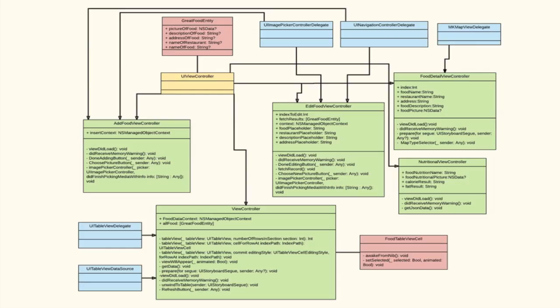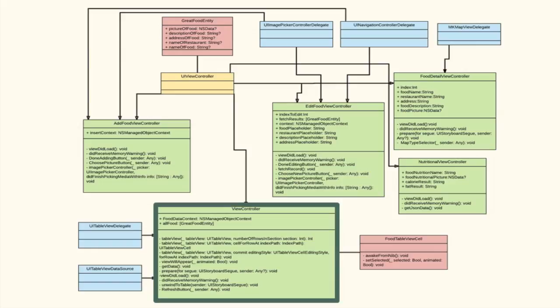Now let's see how this is all done by looking at the app's Unified Modeling Language Diagram. As you can see, every view controller has a viewDidLoad and didReceiveMemoryWarning, which are important to how the app runs but aren't what makes it different from others. So I'll focus on what makes my app different. The app starts at the view controller, so let's start there.